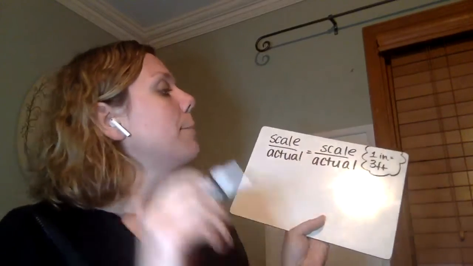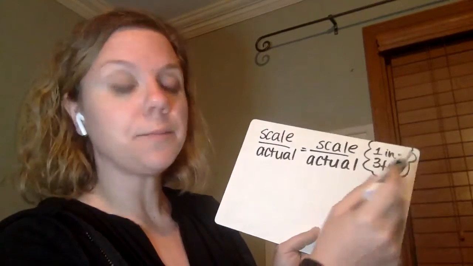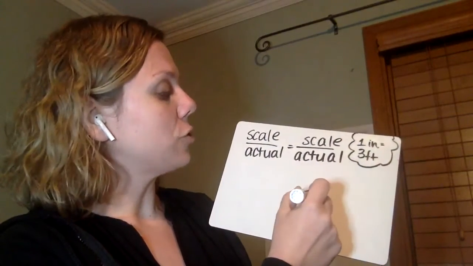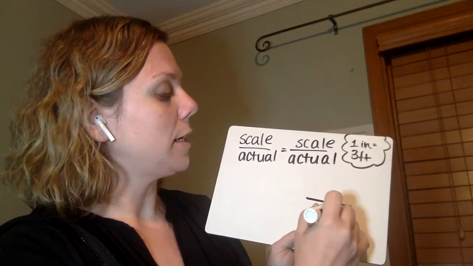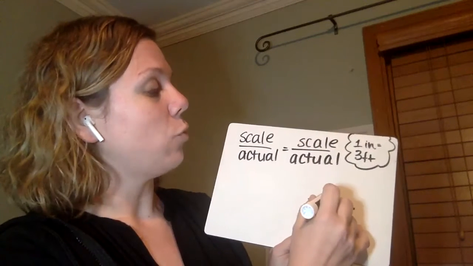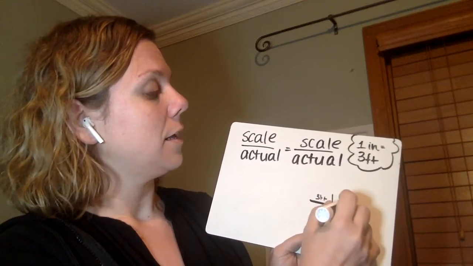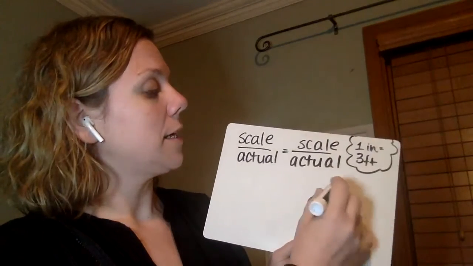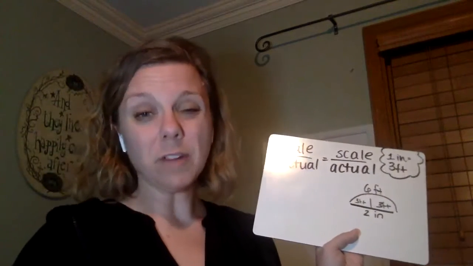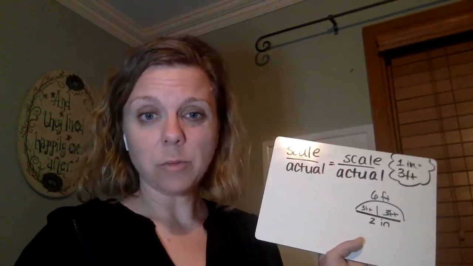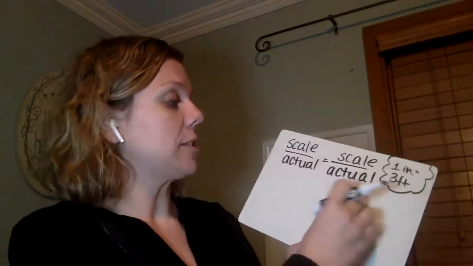So my scale for this is going to be 1 inch equals 3 feet. That means if I drew something that's 2 inches long, right? This is 2 inches. If 1 inch is 3 feet, then 2 inches is 6 feet. So I can't really draw something that's 6 feet long. That would be its actual size. Its scale size is 2 inches long.